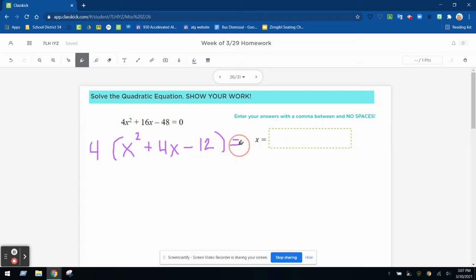So we have 4 times x squared plus 4x minus 12 is going to equal 0. So I'm just going to forget about the 4 for now because I'm not asked to find the factors. I'm asked to find the zeros. And 4, if I were to try to take that like I do my other factors and set it equal to 0, well, 4 does not equal 0. So that's really doing nothing for me there. And it is not a true statement.